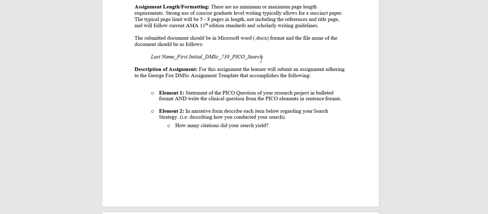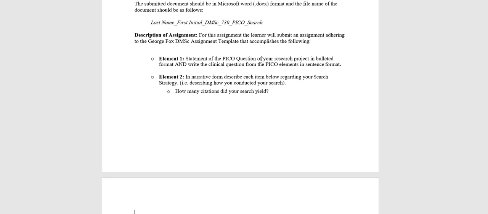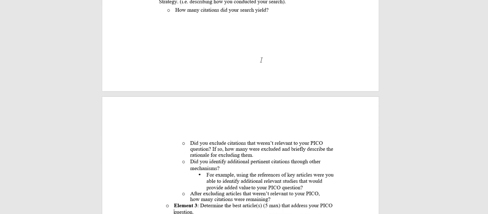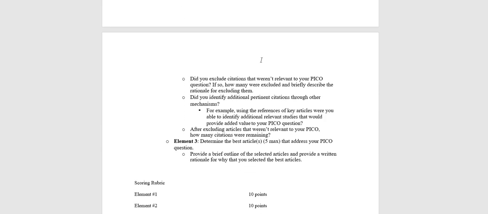Element 2, in narrative form, describe each item regarding your search strategy. How many citations did your search yield? Did you exclude citations that weren't relevant to your PICO question? If so, how many were excluded, and briefly describe the rationale for excluding them? Did you identify additional pertinent citations through other mechanisms? For example, using the references of key articles, were you able to identify additional relevant studies that would provide added value to your PICO question? After excluding articles that weren't relevant to your PICO, how many citations were remaining?